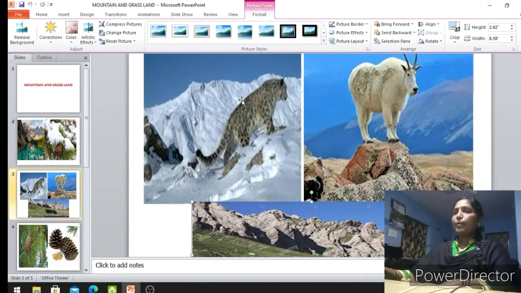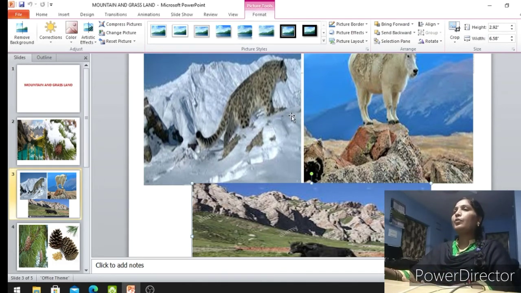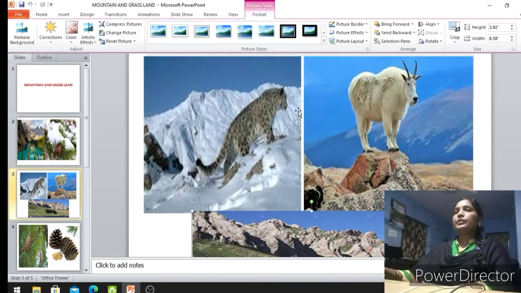When any organism is blending with its surroundings, it's known as camouflage. A character called as camouflage. So the leopard is showing the camouflage character. Even the goat is also camouflage on mountains. So these are the adaptations these animals are showing. One is having thick fur, having blubber in its body under their skin and showing the camouflage.